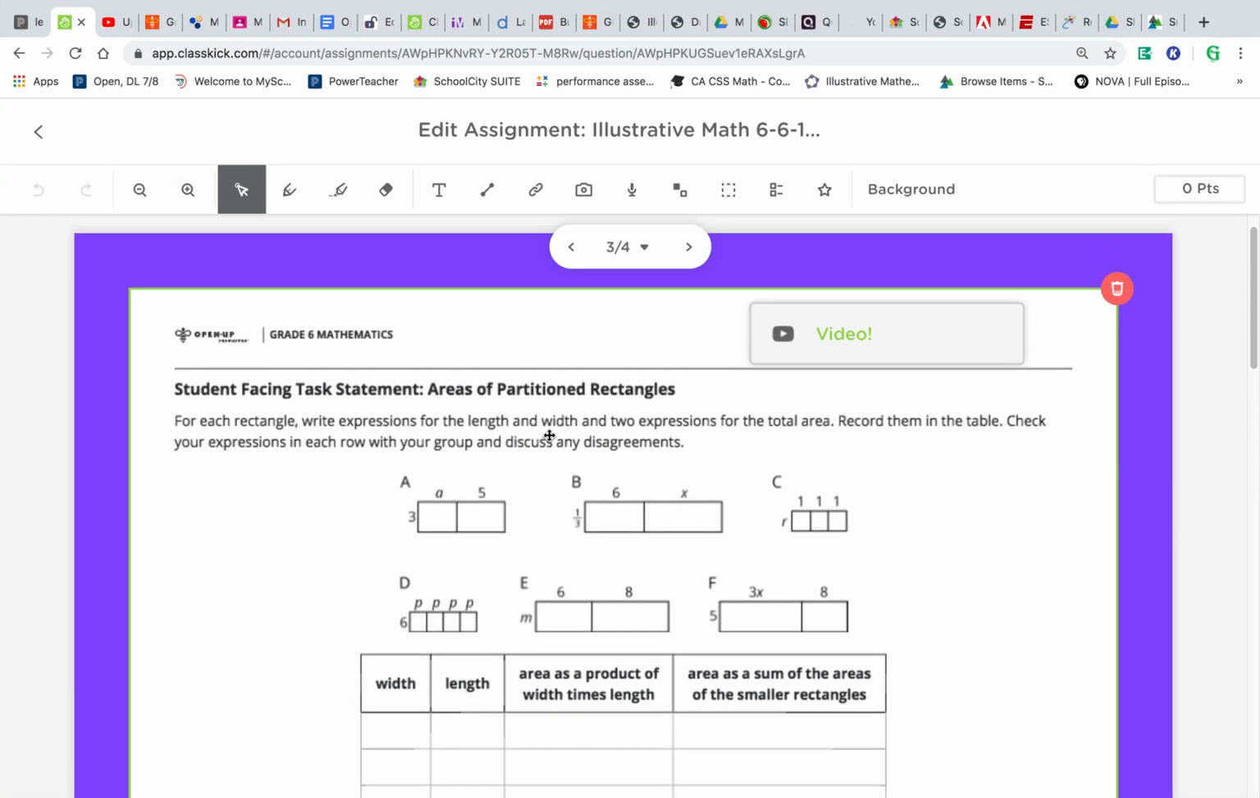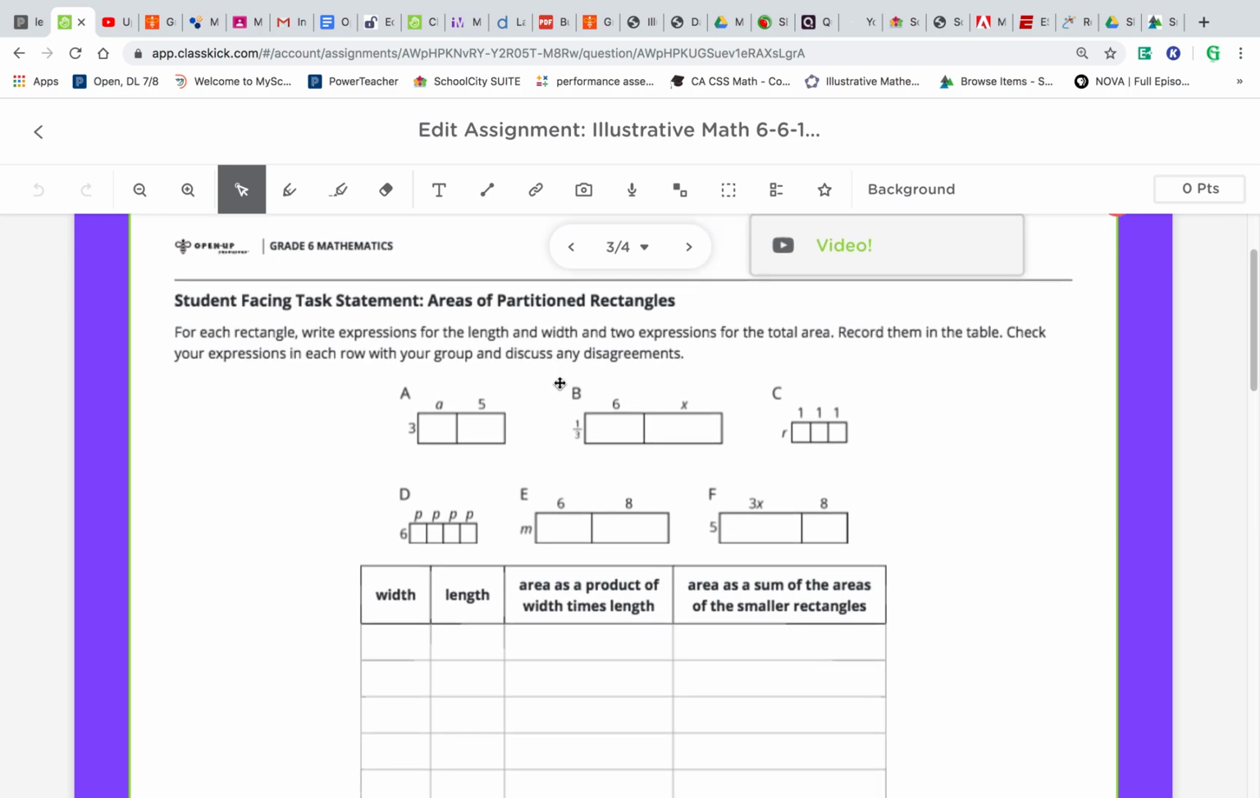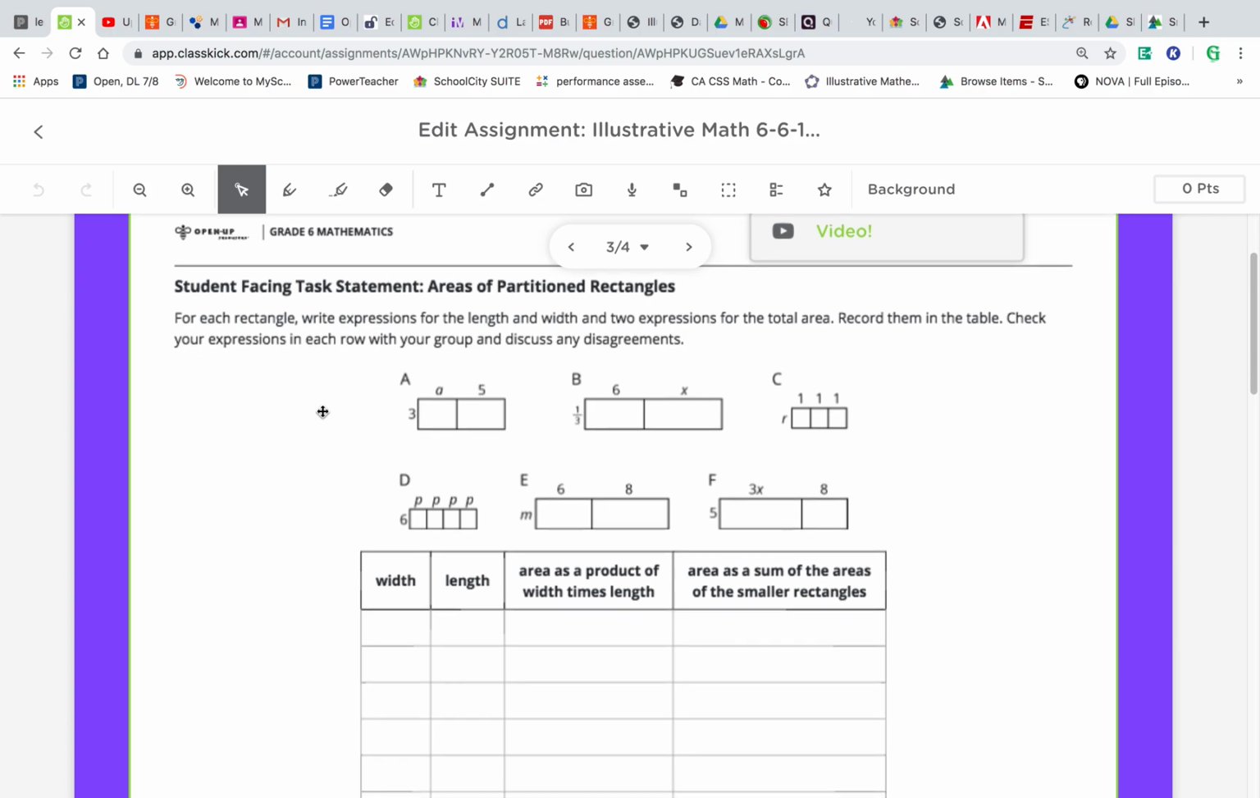Hello class, we are back for the second activity of lesson 10. Alright, so working more with partitioned rectangles. You can see these are all examples of rectangles with a partition in them. This is the partition.